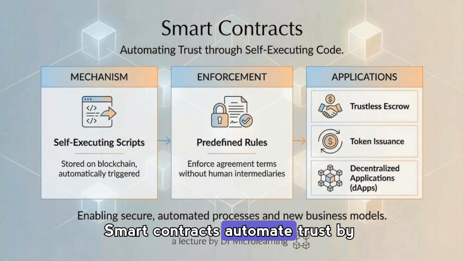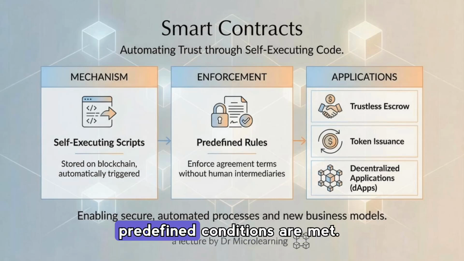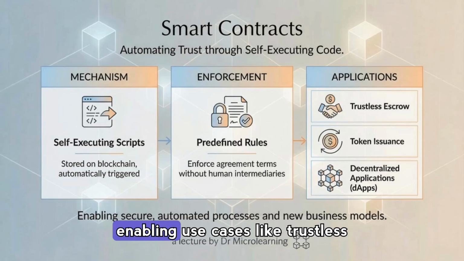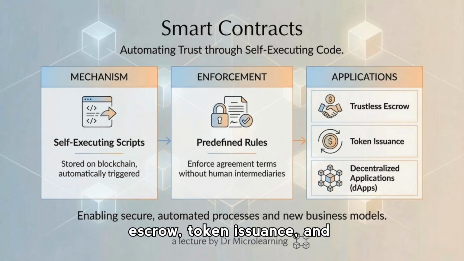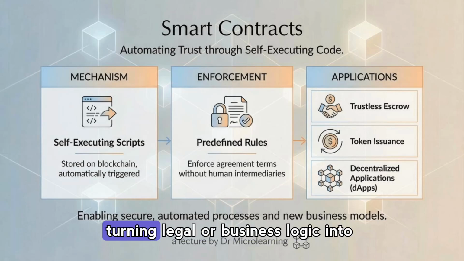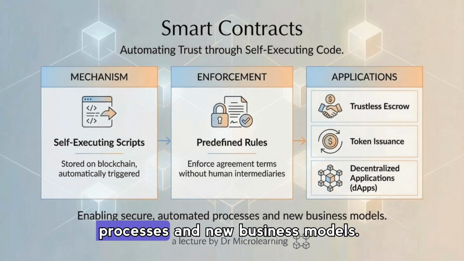Smart contracts automate trust by embedding self-executing code on the blockchain that triggers when predefined conditions are met. These scripts enforce agreement terms without human intermediaries, enabling use cases like trustless escrow, token issuance, and decentralized applications. By turning legal or business logic into enforceable code, smart contracts open up secure, automated processes and new business models.